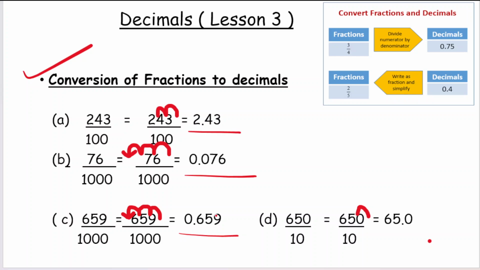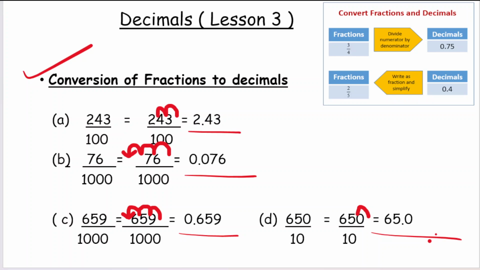Now let me look at question D. 650 by 10. How many zeros does 10 have? There is only one zero in 10. The numerator value is 650. So if you first write 650, my decimal will shift one place to the left. So it becomes 65.0. Ultimately 65 becomes a whole number and there is nothing in the decimal part.